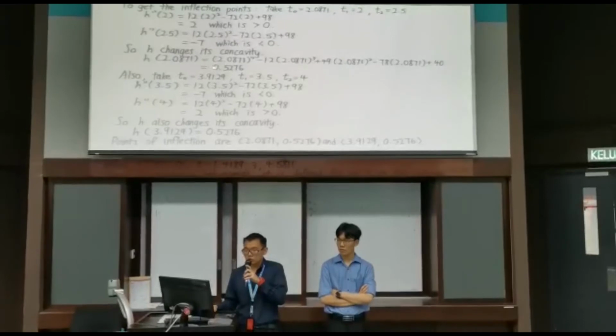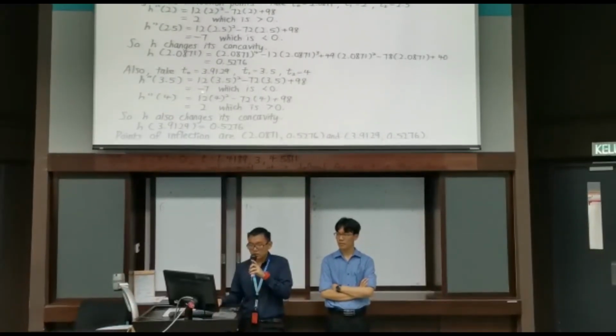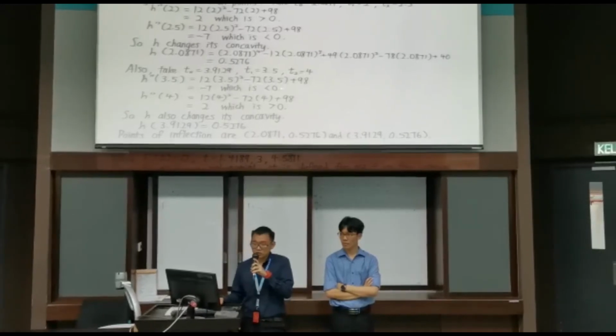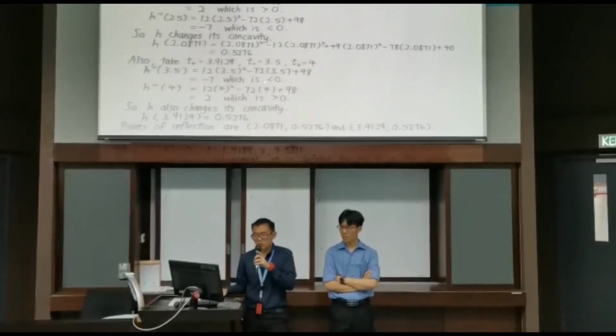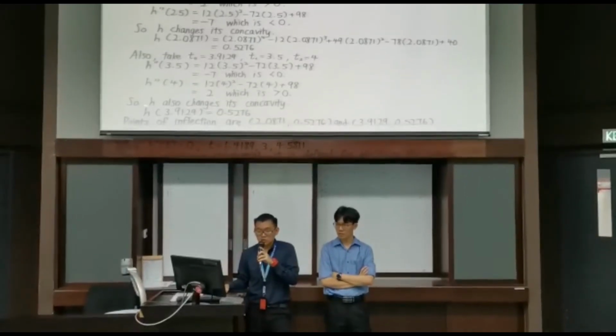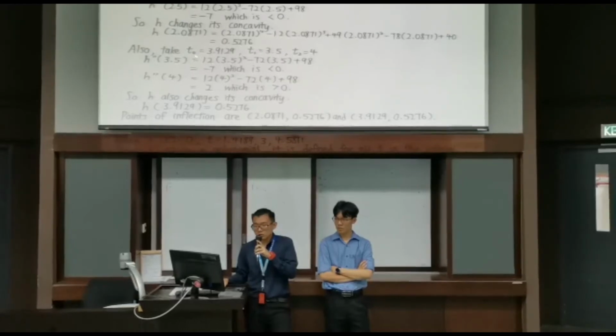Same thing for the second point, 3.9129. We get negative 7 and 2, which is one negative, less than 0, and the second one is more than 0. h also changes its concavity.